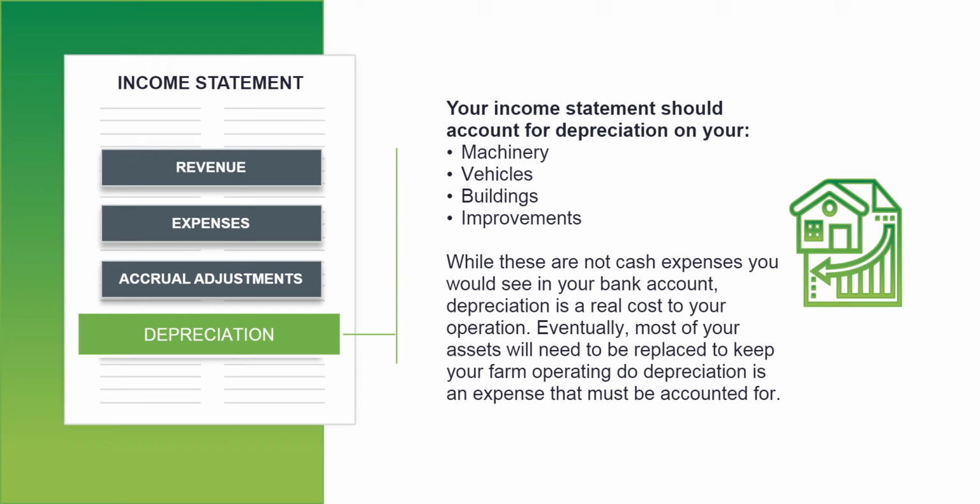The last component of an income statement is depreciation. Your income statement should account for depreciation on your machinery, vehicles, buildings, and improvements. While these are not cash expenses you would see in your bank account, depreciation is a real cost to your operation. Eventually, most of your assets will need to be replaced to keep your farm operating. Depreciation is an expense that must be accounted for.